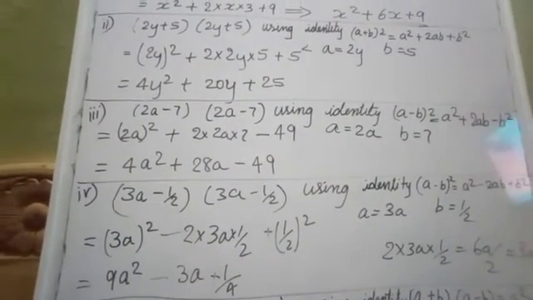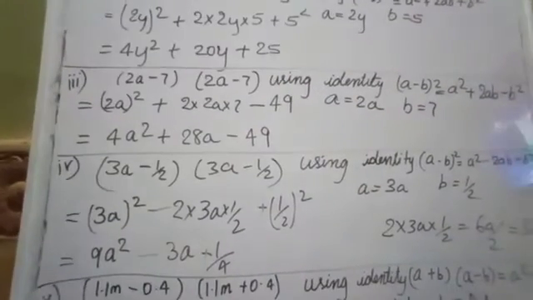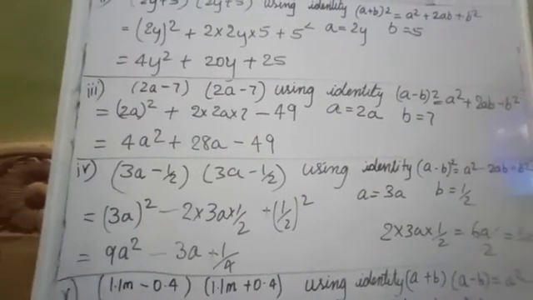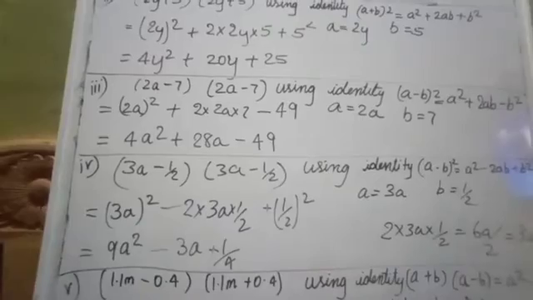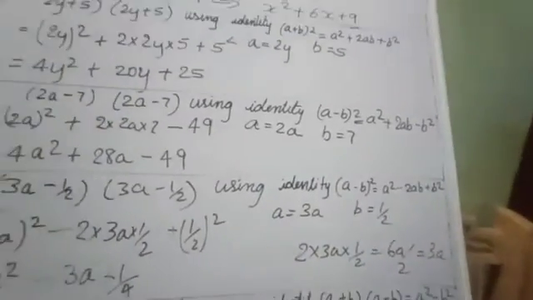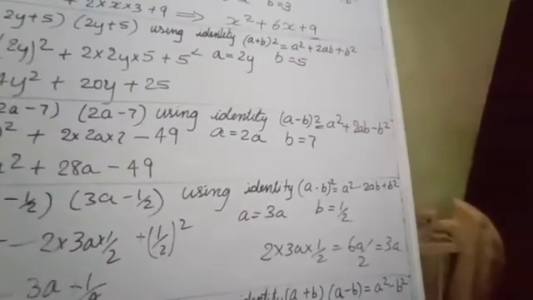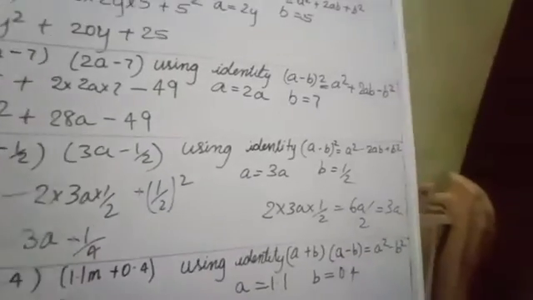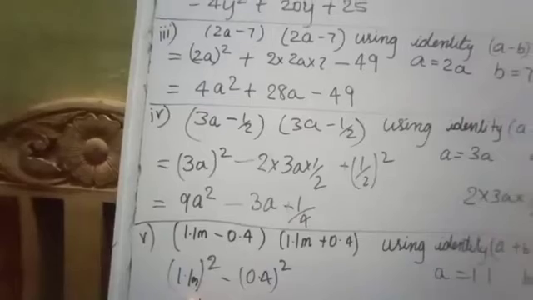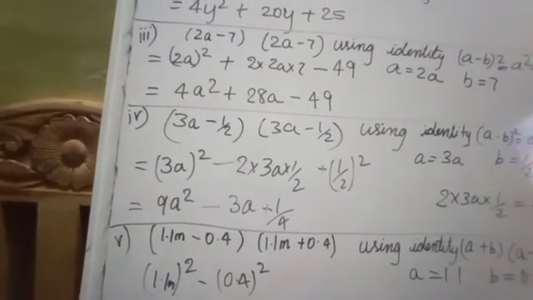Now the main thing is the next one: (1.1m - 0.4)(1.1m + 0.4). Which one can you use? Using the identity (a + b)(a - b). Here also you can see in the question the same thing. So a square minus b square. So a is equal to 1.1m, b is equal to 0.4. So a square minus b square: (1.1m) whole square minus (0.4) whole square.